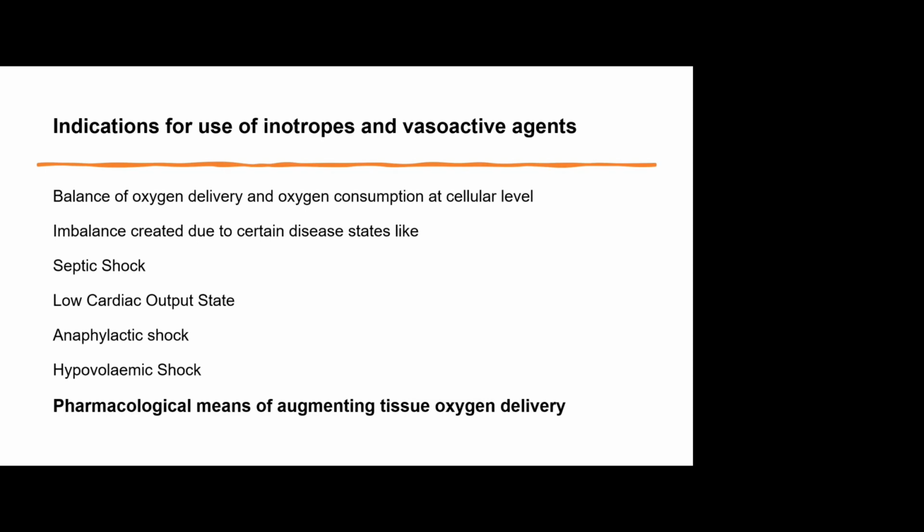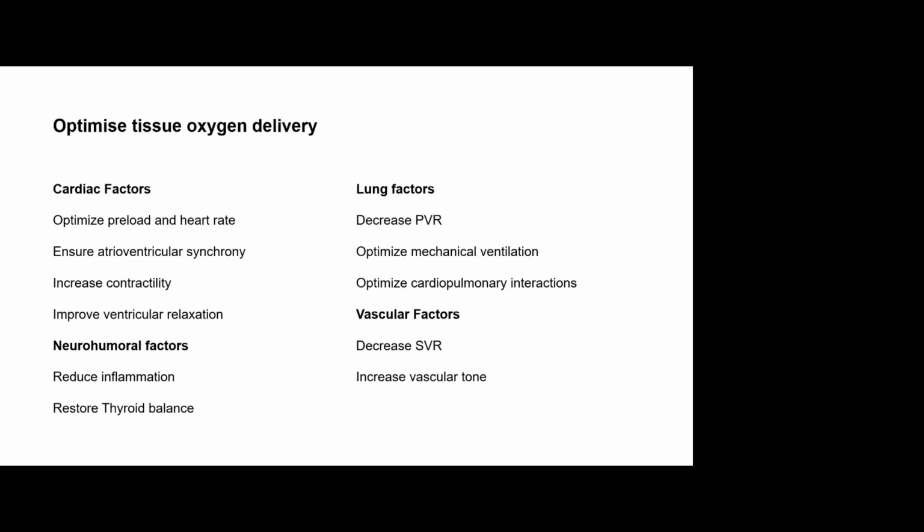So we'll just look back into the aspects of oxygen delivery and oxygen consumption. How could we optimize the oxygen delivery? For example, you have a patient who has septic shock or a low cardiac output state. What are the things you could do to improve the tissue delivery?